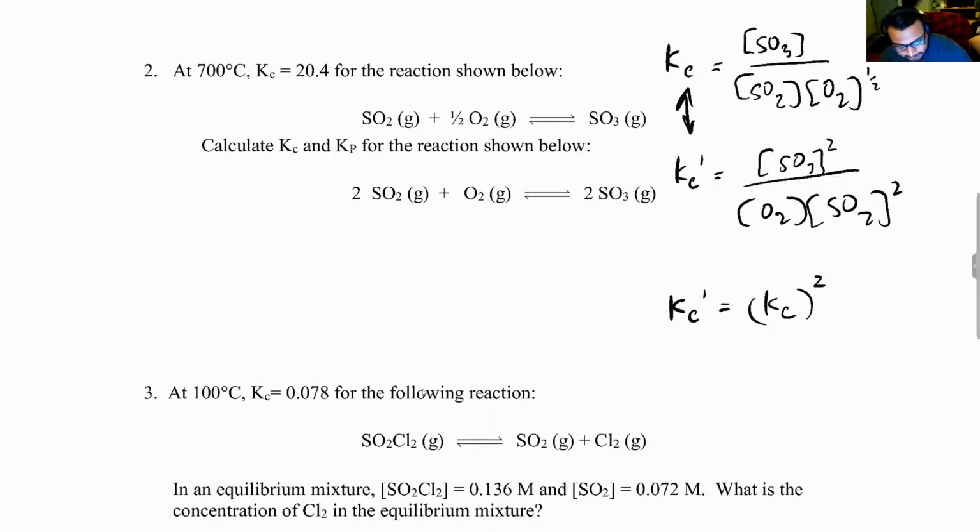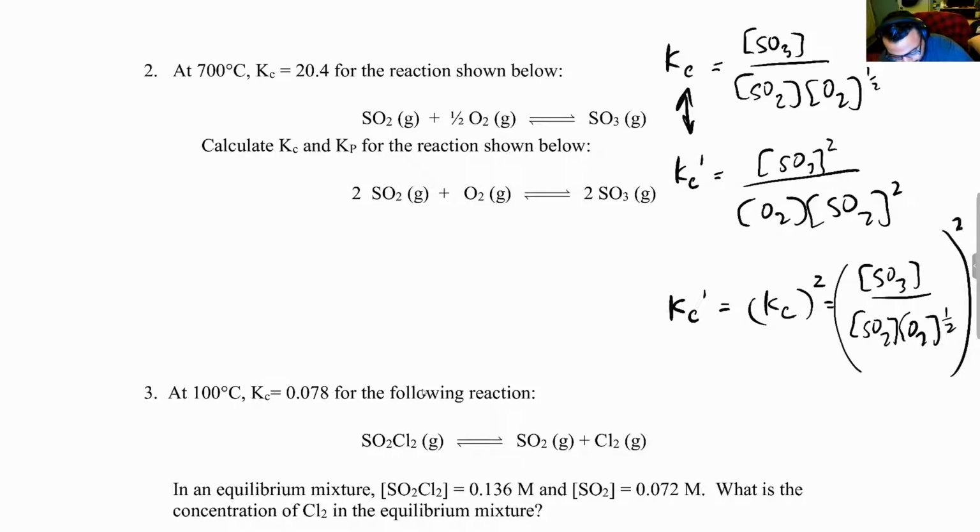Another way of writing that is simply the same thing: SO3, the original Kc, SO2, and O2, raising every exponent to the second power. And that's how we relate our Kc to our Kc prime. So what do we learn from this?